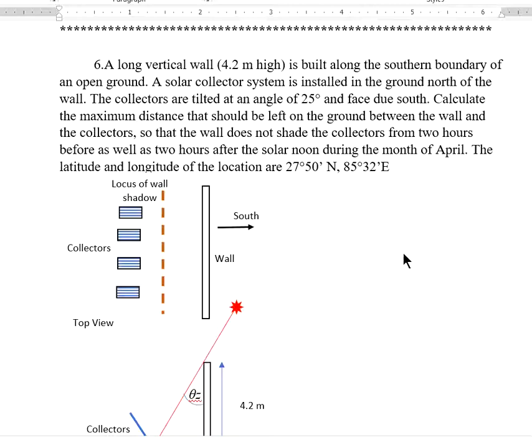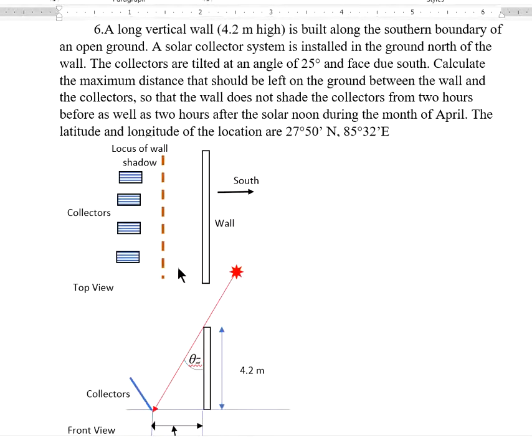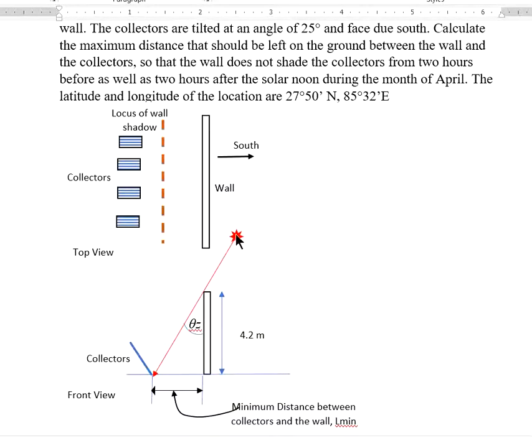Calculate the maximum distance that should be left on the ground between the wall and the collectors so that the wall does not shade the collectors from 2 hours before as well as 2 hours after the solar noon during the month of April. The latitude and longitude of the location are given here. The problem is to find the shortest distance between the wall and the collector so that the wall's shadow does not fall on the collectors. You can see the problem here: the sun will cast the shadow of the wall like this.